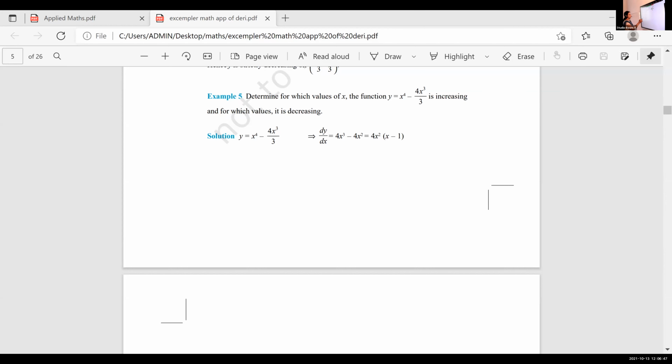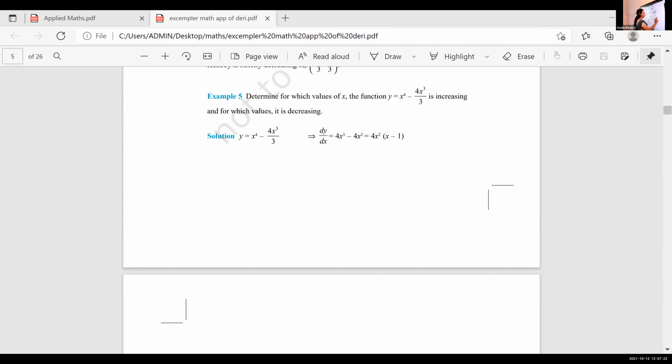So find out what will be dy by dx, Tomlin? Ma'am, 4x cube minus 4x square. 4 into 3x square, correct. Very good, Tomlin. 4x cube minus 4x square. Now we can take 4x square common, so we get x minus 1. When we equate it to 0, the stationary points we get are x equal to 0 and 1.